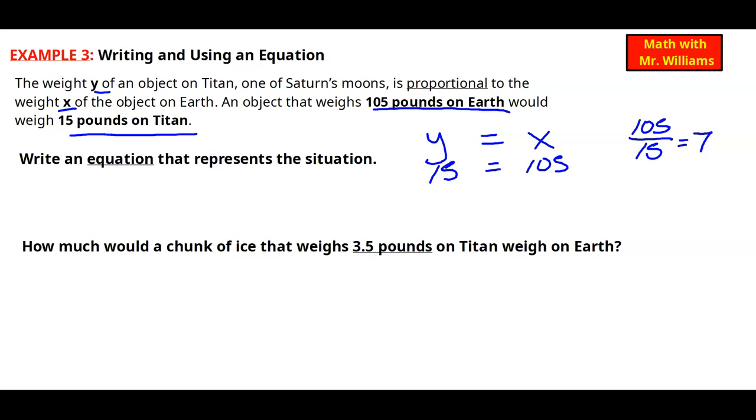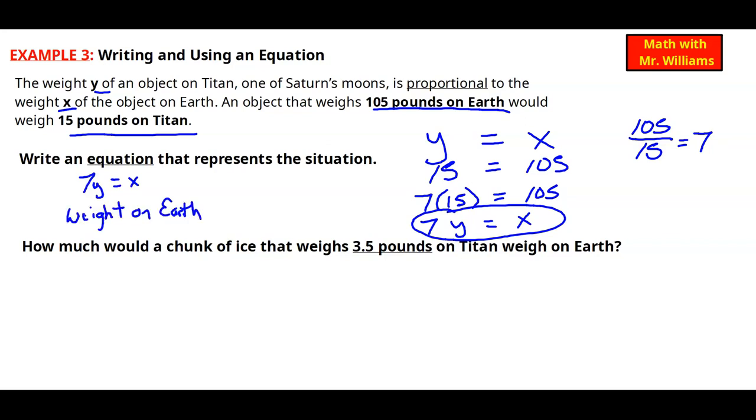So that means that 7 times 15 would get us our 105. If we just take out the numbers and put the letters back in, we have 7 times y equals x for our equation. So what that means is 7 times y equals x. Well, that's going to solve for the weight on Earth. Now, to reverse that, to find the weight on Titan, what we need to do is solve the equation and move the 7 to the other side. To do that, we're going to divide by 7 on both sides, canceling on the left, giving us our new equation of y equals x over 7.